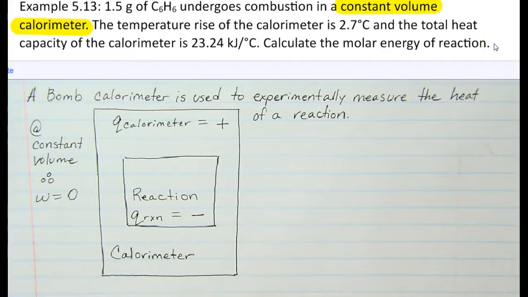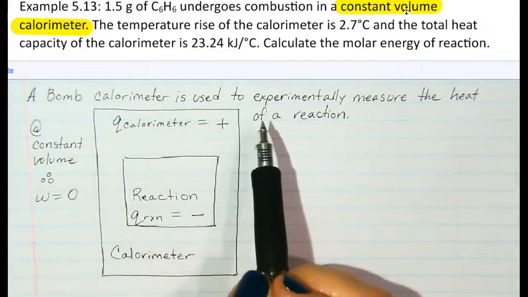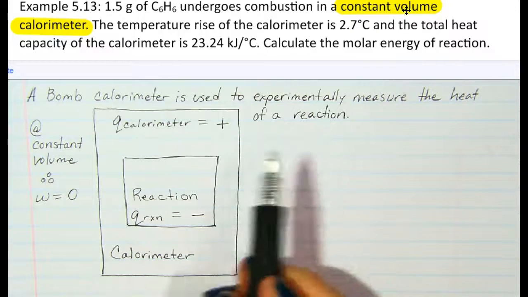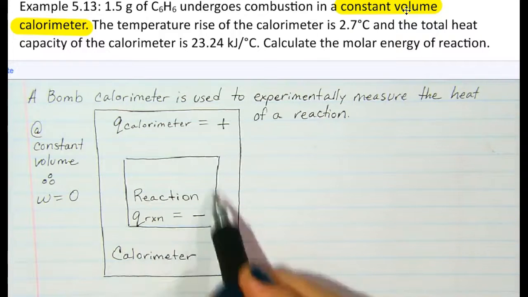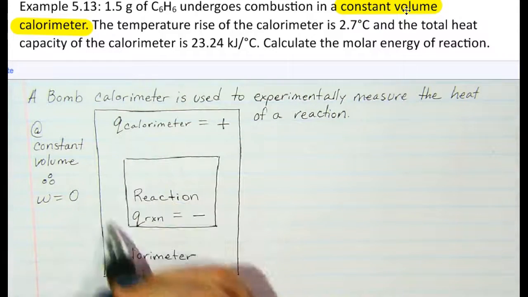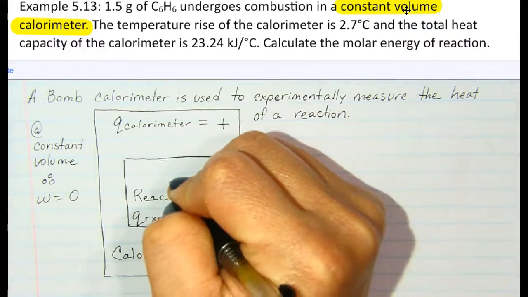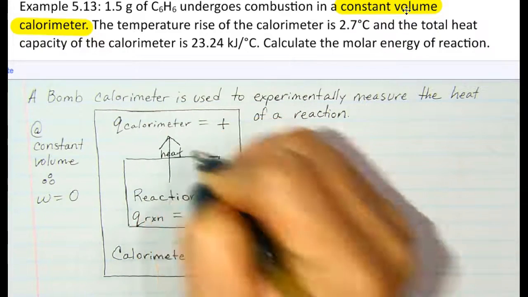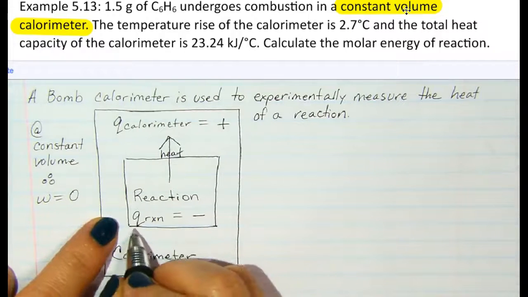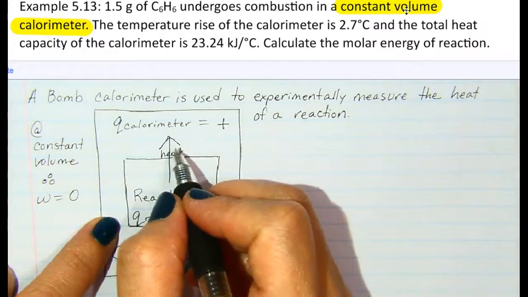So let's talk about this for a moment. A constant volume calorimeter is also known as a bomb calorimeter, which is used experimentally to measure the heat of a reaction. Basically, you have a reaction like this combustion reaction occur in a chamber, and the chamber itself is a calorimeter. The heat that's given off from the reaction gets absorbed by the calorimeter.